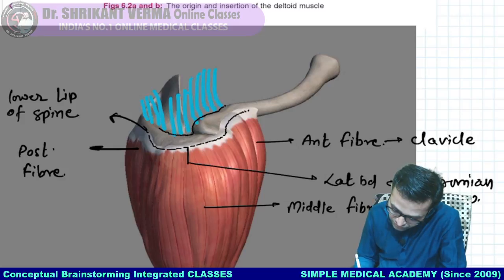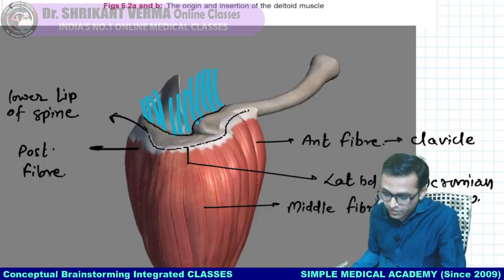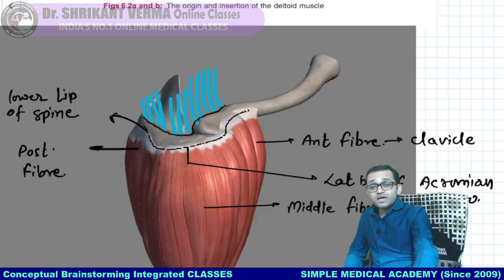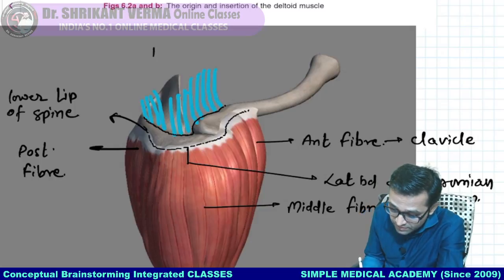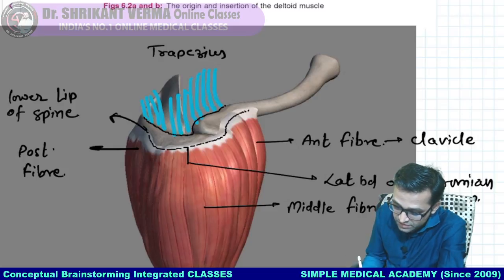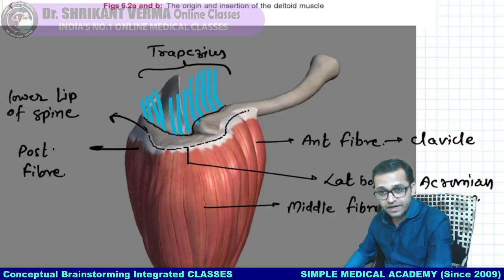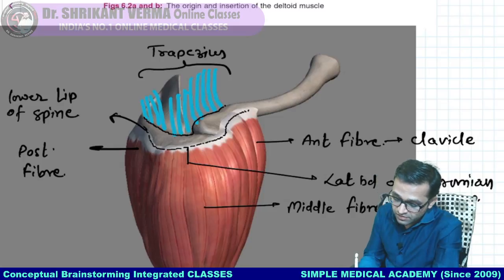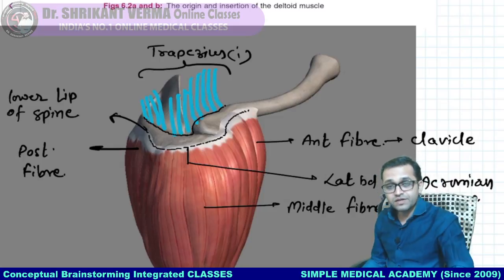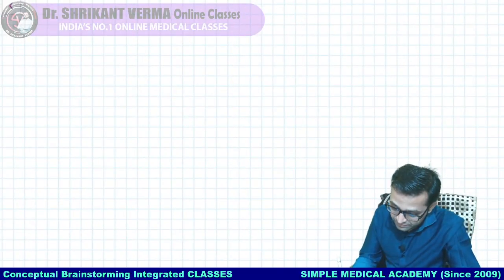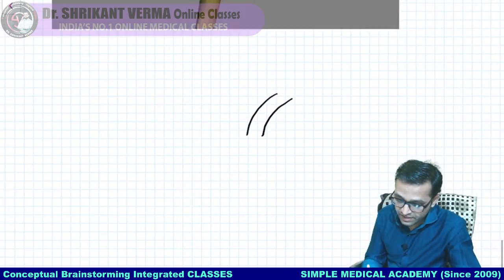For the insertion. Getting the point? So this is our muscle. Which muscle? This is our trapezius. Yes sir, this is our trapezius. Getting the point, beta? Fine. Here is the insertion. Okay, so just look at this diagrammatic presentation again. Suppose this is the clavicle. Diagrammatic presentation. Okay.